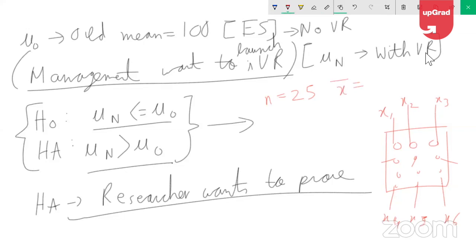What is the X bar value that you get? Let's say the X bar value is 110. Let's assume you get a sample mean of 110. This is the data that you have collected at the end of one day. And let's also assume that sigma is equal to 20.